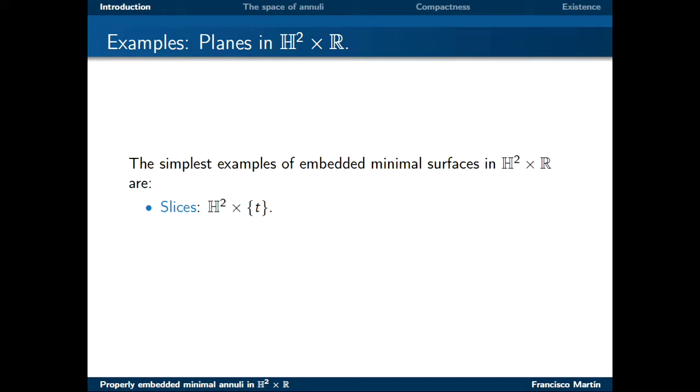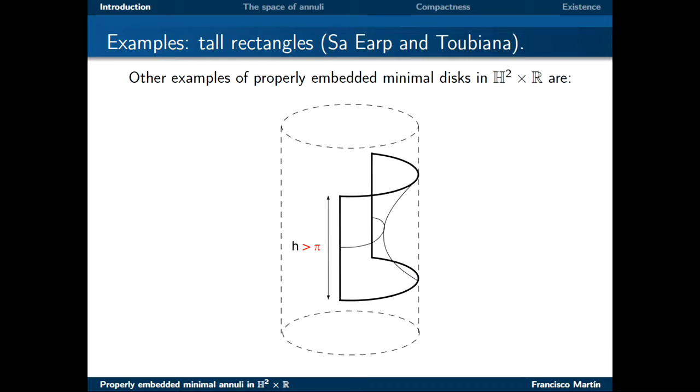Okay, so what are the simple examples of embedded minimal surfaces in this product? So the first ones are the totally geodesic planes, horizontal slices, or what I'm going to call vertical planes that consist of the product of a geodesic eta times R. And something which is not so trivial are these examples that I'm also going to use, due to Ricardo Sa Earp and Eric Toubiana, that I'm going to call tall rectangles.